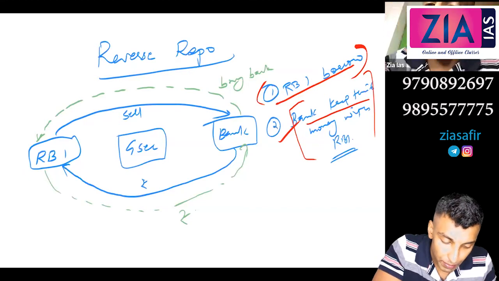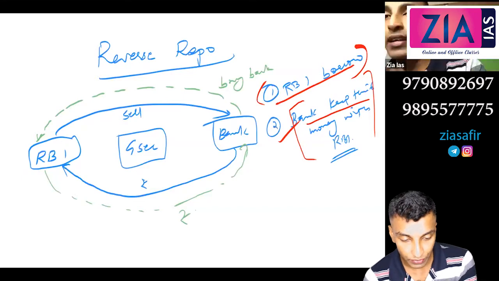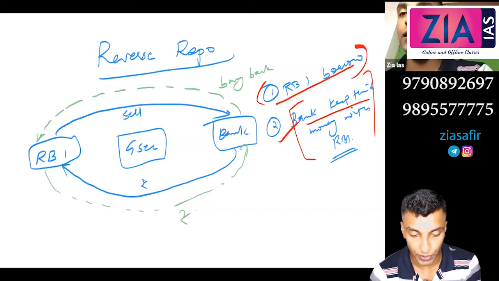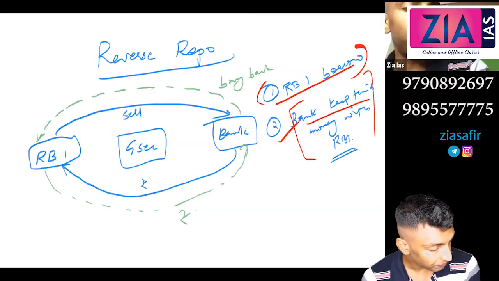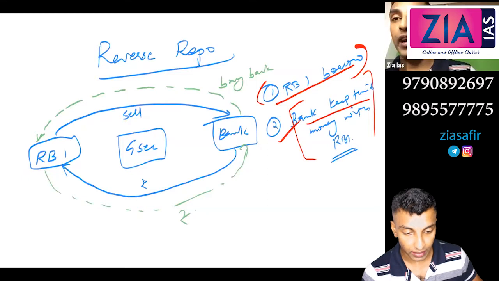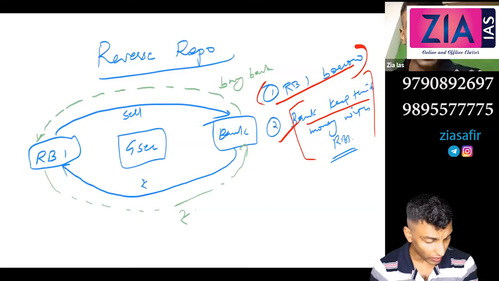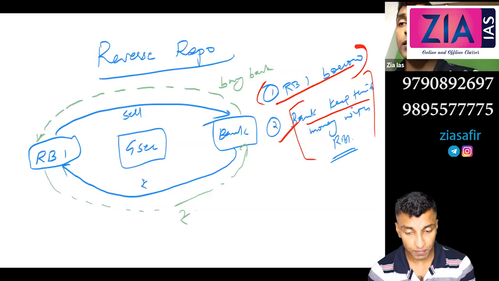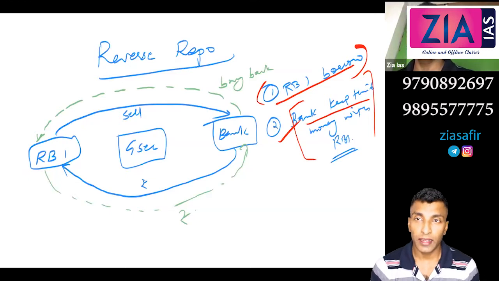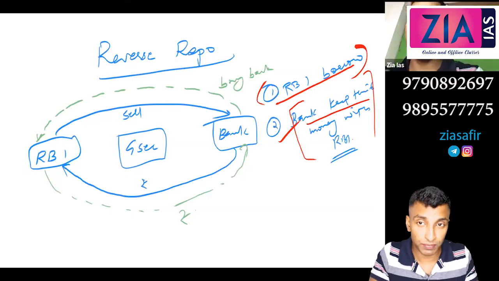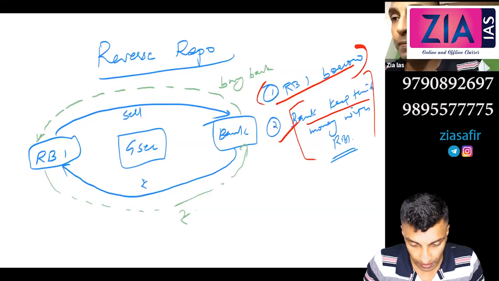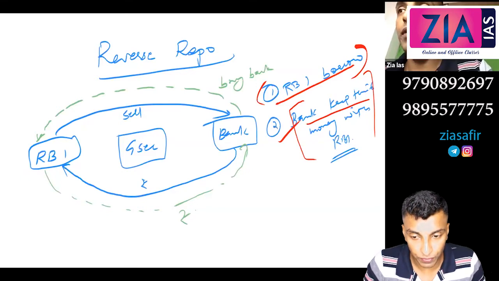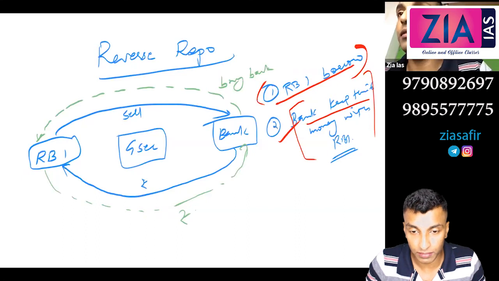The rate at which this transaction is happening is the reverse repo rate. You can write one line over there. Heading: reverse repo rate. It is the rate of interest at which banks can keep funds with the central bank.